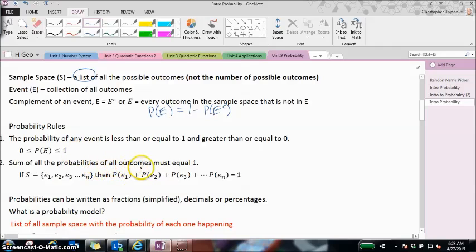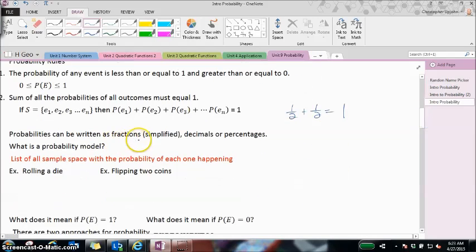The sum of all the probabilities of all outcomes must equal 1. So there's a bunch of different outcomes, and the probability of each one added up equals 1. Probability of getting heads is 1/2. Probability of getting tails, 1/2. So 1. It's only 2 options there. Probabilities can be written as fractions, simplified always, decimals, or percentages. Doesn't matter to me which way you write it.